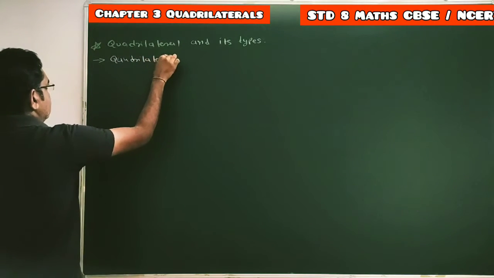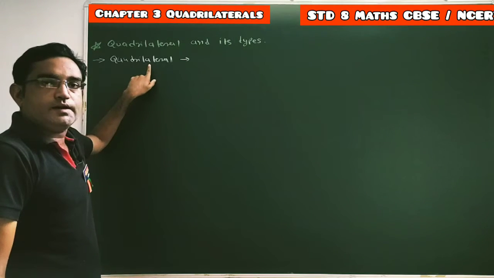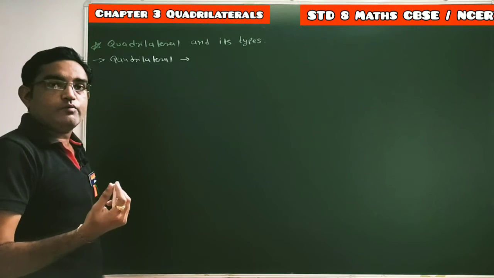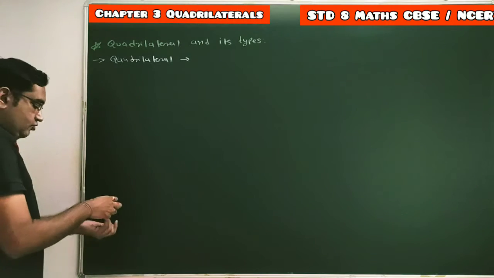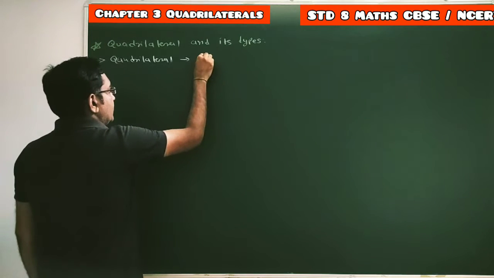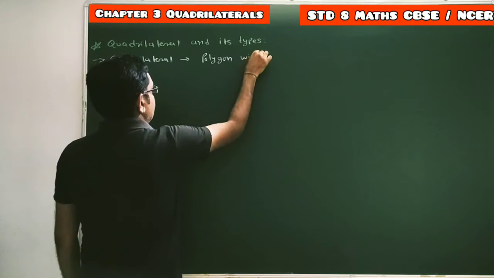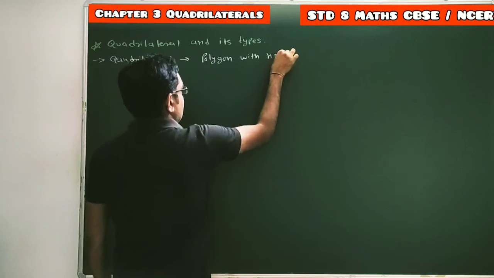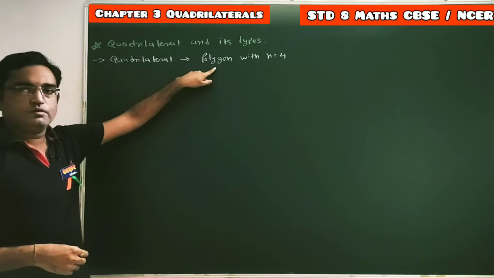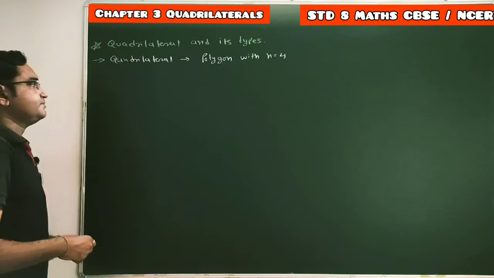Quadrilateral. Quad means four, lateral means side. So four sides are there. Quadrilateral is a basic type of polygon. It's one type of polygon. So a polygon with four sides is known as a quadrilateral. Quadrilateral is nothing but the polygon with n equal to 4, where n means the number of sides. Any polygon with 4 sides is known as a quadrilateral.